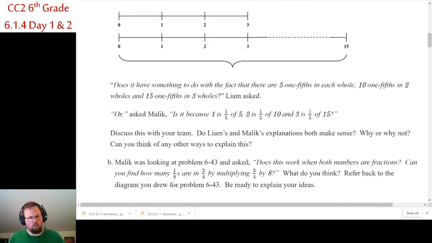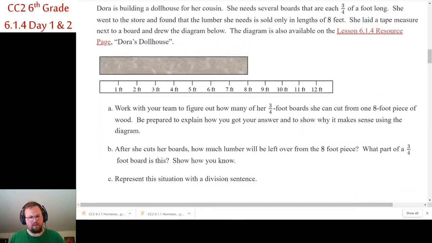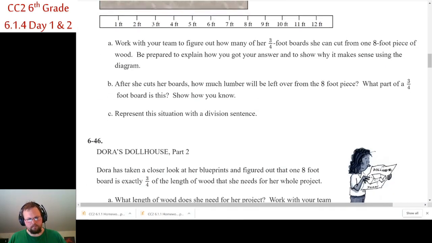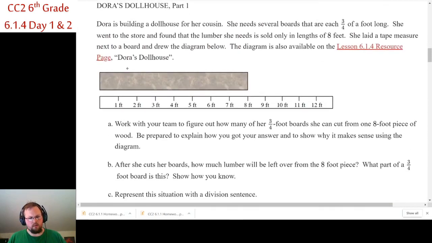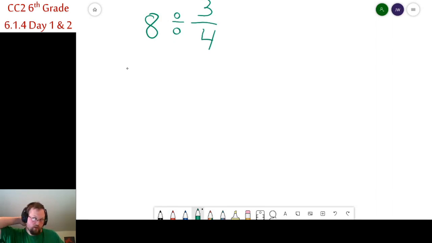So what we're going to look at is, I'm going to skip over almost everything that it's talking about here with the exception of this word problem where it says she has a board of 8 feet long and she is dividing it into 3/4. So she has 8 feet and she is dividing that into sections that are 3/4 of a foot long.